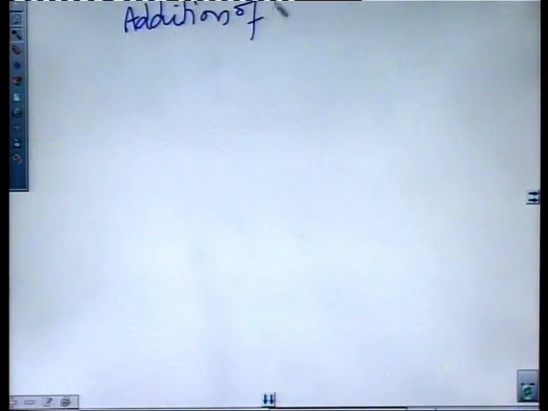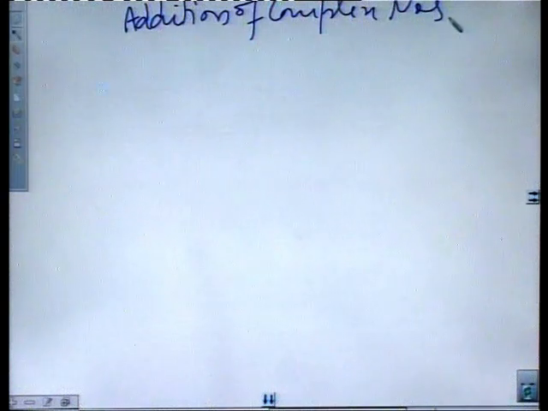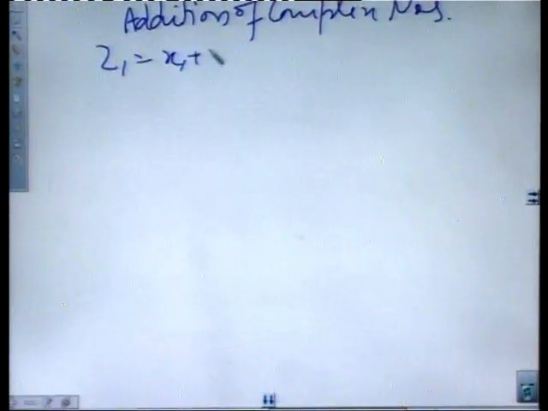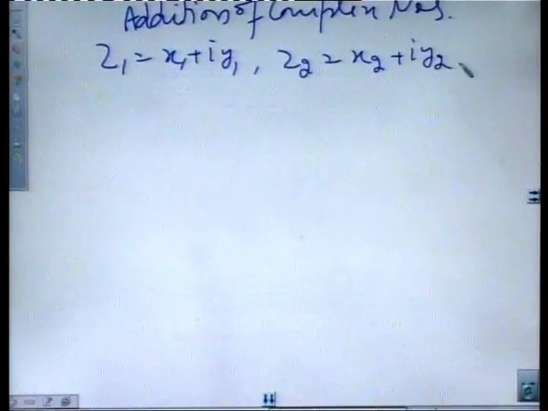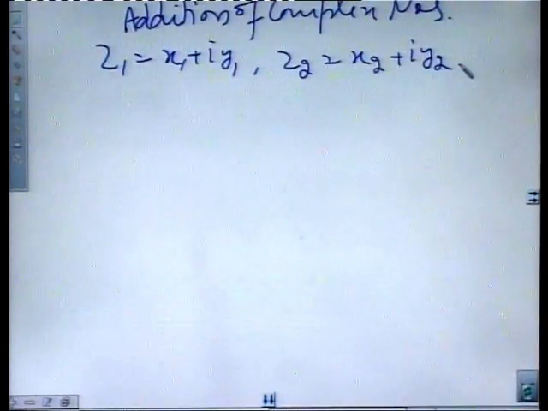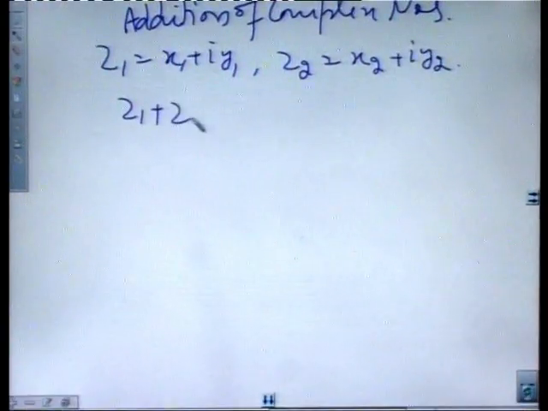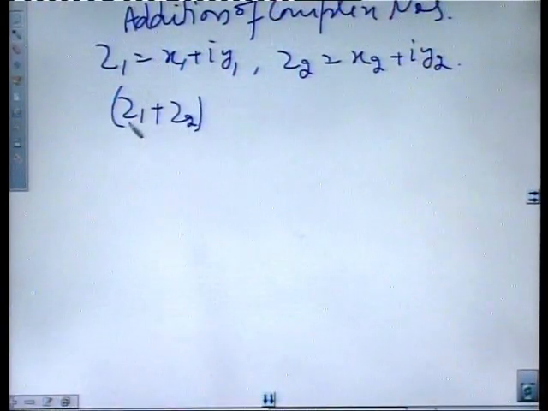Now next is how to add two complex numbers. Addition of complex numbers. Take Z1 as the first complex number x1 plus iota y1 and another non-zero complex number x2 plus iota y2. So addition of two complex numbers is also a complex number. It means Z1 plus Z2 is also a complex number.